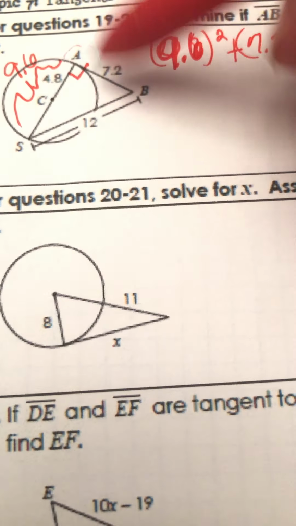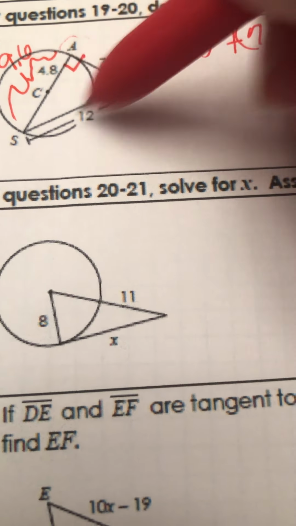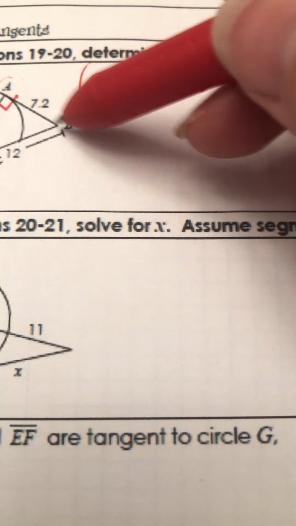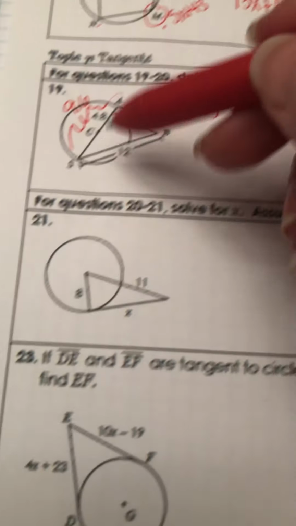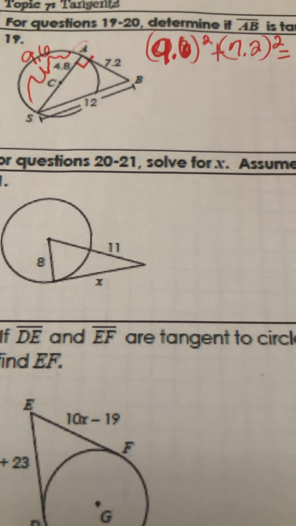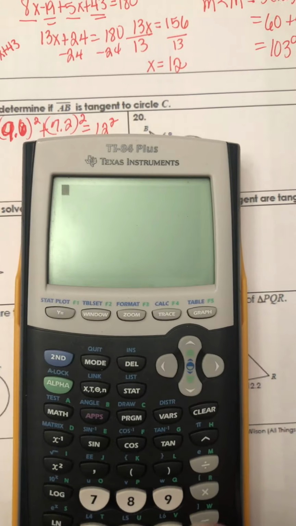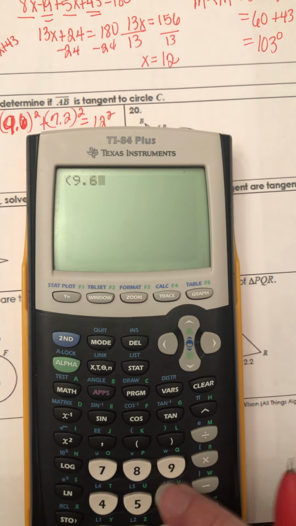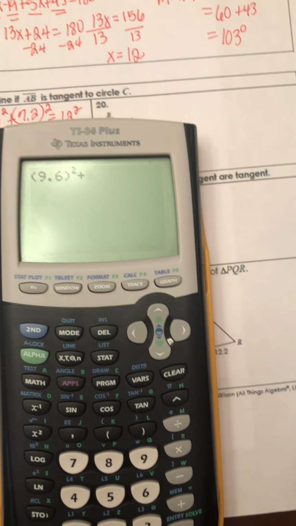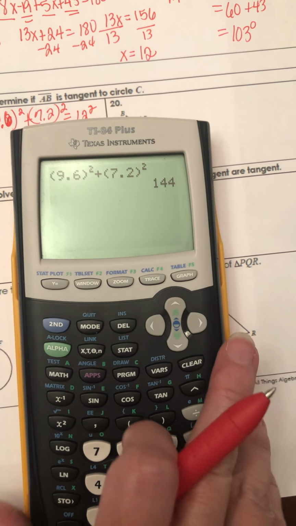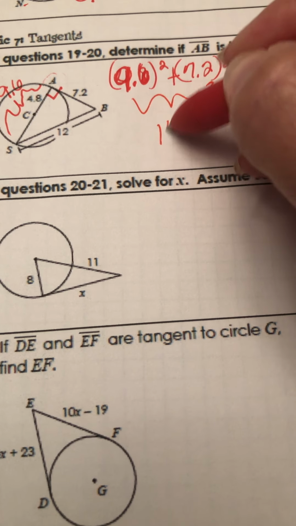Now, if this is a true tangent line, then the Pythagorean theorem should work beautifully. So we'll take our leg, 9 6/10, and we'll square it. We'll take our other leg, 7 2/10, and square it, and it should equal our hypotenuse, which is going to be 12 squared. All right, so let's go to our trusty calculator. Okay, and we're going to put in 9 6/10 squared plus 7 2/10 squared, and that's going to give us 144 for this left side.